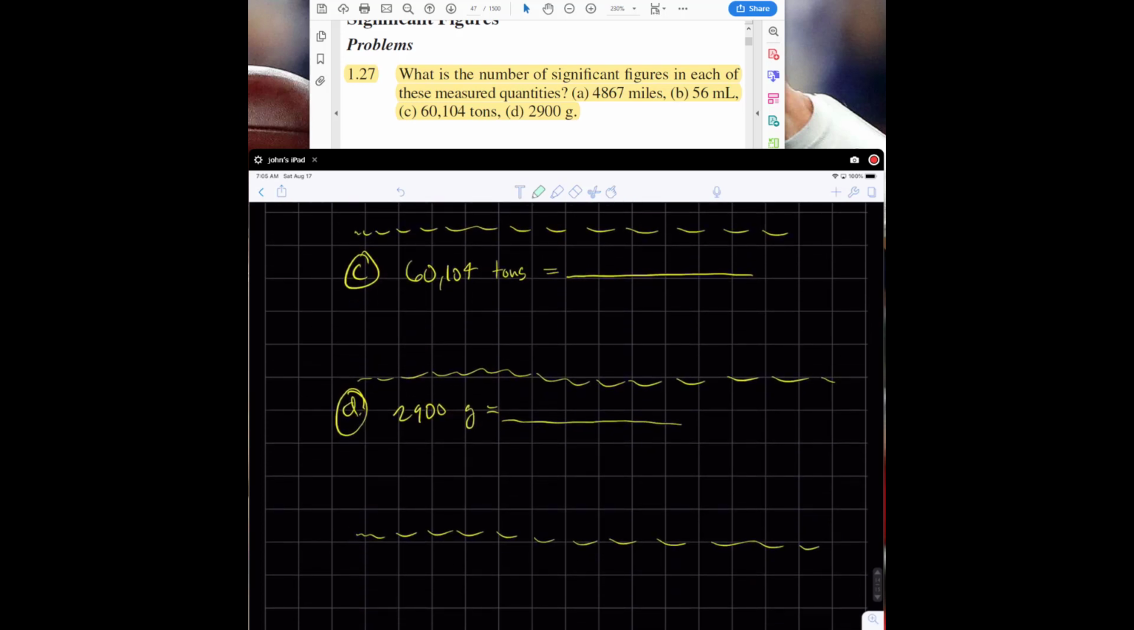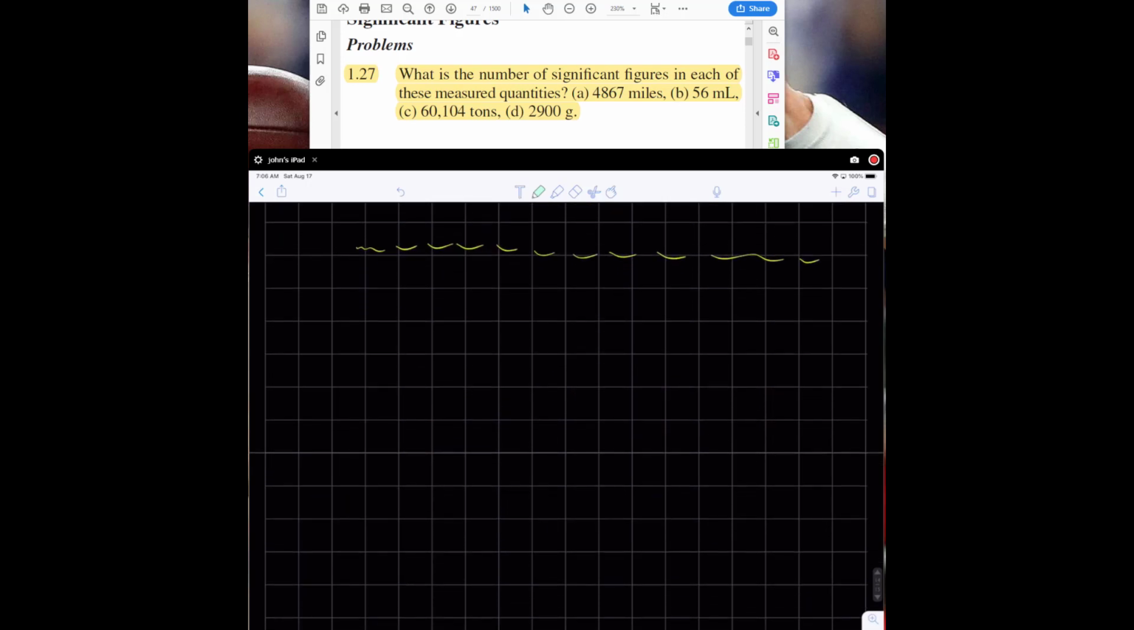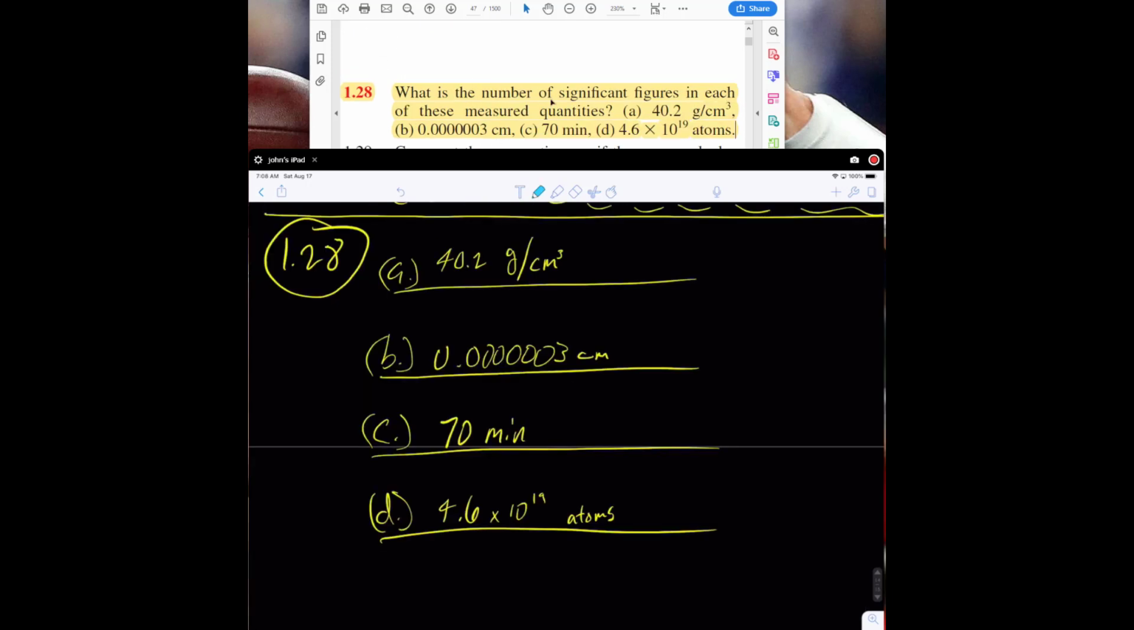Okay, next. 60,104 tons. There's 1, 2, 3, 4, 5. 5 sig figs. Okay, and D, since there's 2,900, we only count these two. So I'm putting, at minimum, there's 2 sig figs. That's it for 27. We can move on to the next.